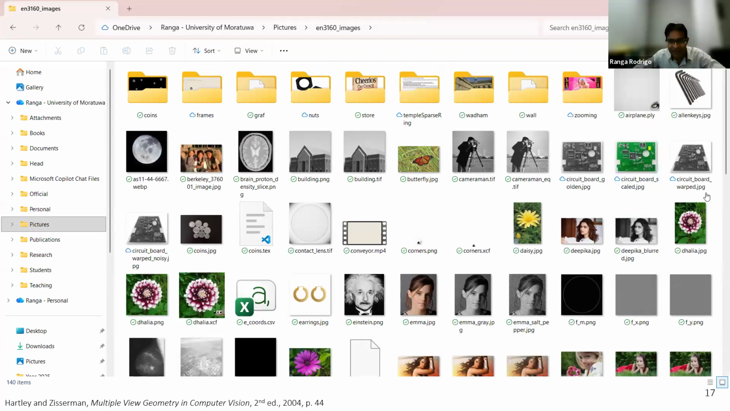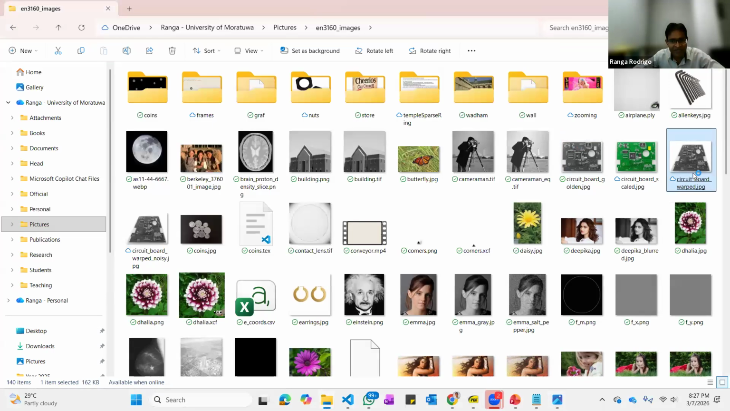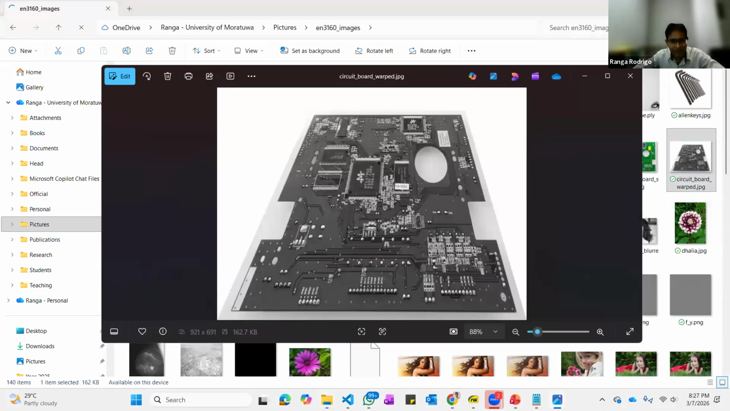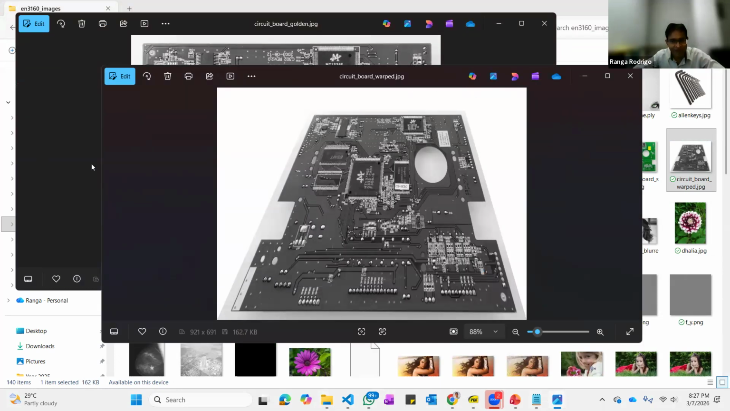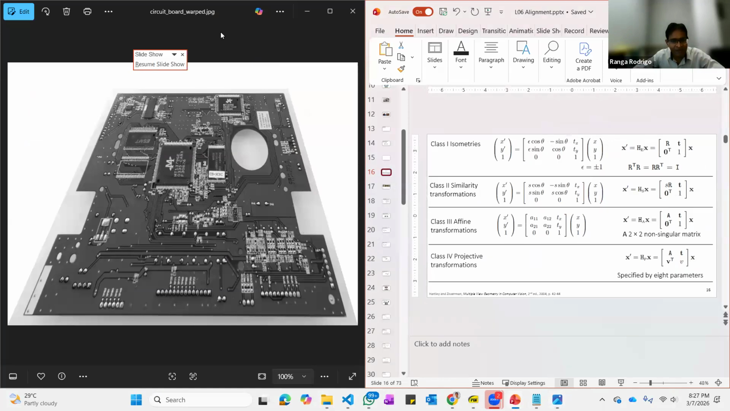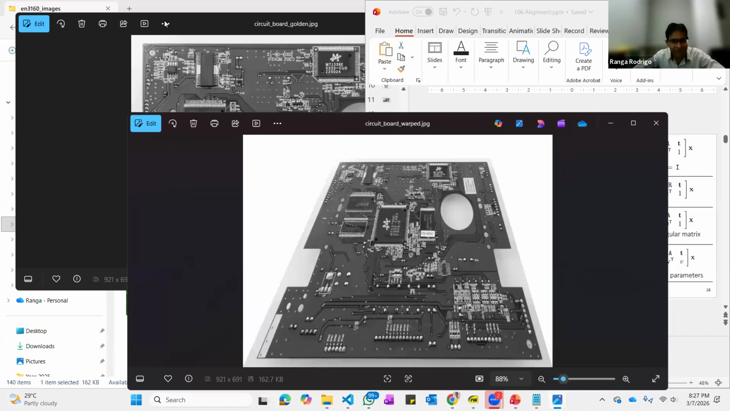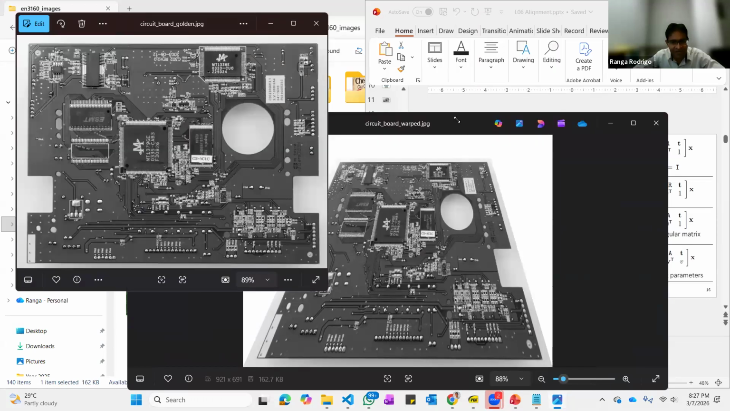Now assume that this also I gave as an exercise. Assume that you have a circuit board like this, and assume that this is another image of a circuit board. These two circuit boards are there, but you can see in the two circuit boards, their perspectives are different. One is like this and one is like this.